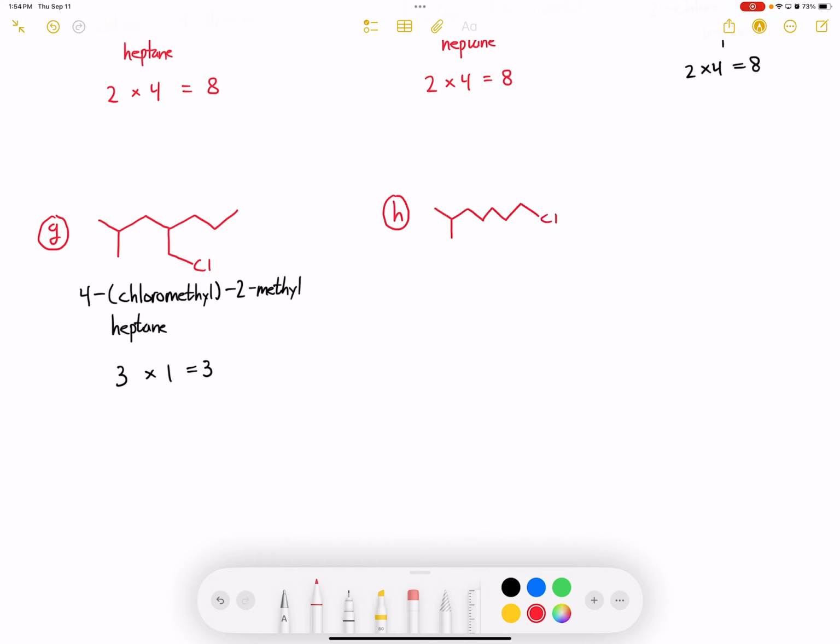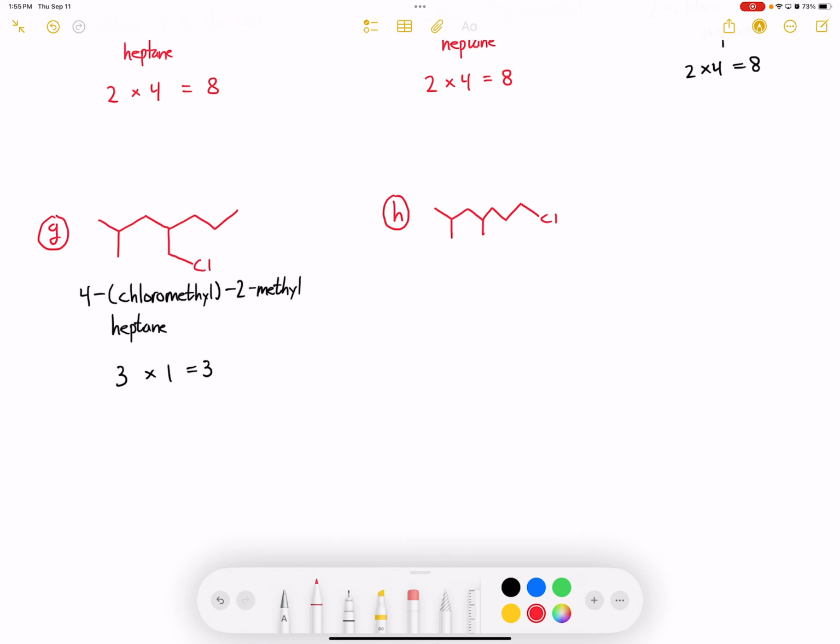Chlorine comes off at the last carbon, right there. Okay, and I'm missing a methyl group here. Boom. 1, 2, or do I have too many carbons? 1, 2, 3, 4, 5, 6, 7. Nope. Right here.